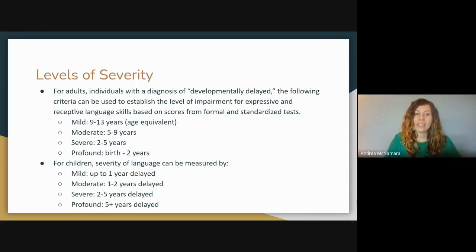So a mild delay would be up to a 1 year delay. A more moderate would be 1 to 2 years. And then a severe would be 2 to 5 years delay. Profound will be 5 years delayed or more.